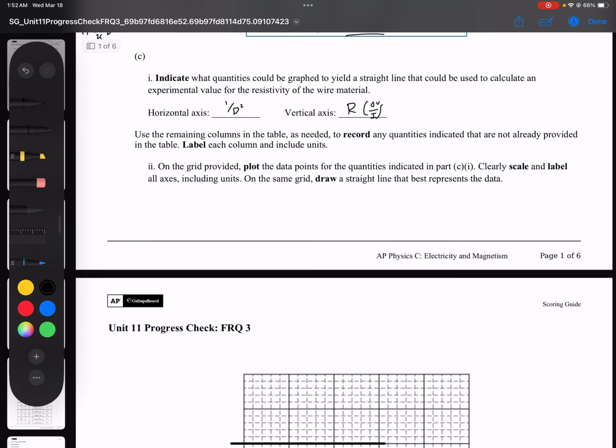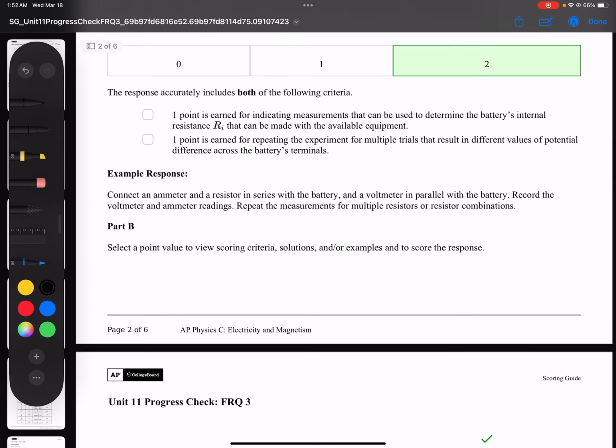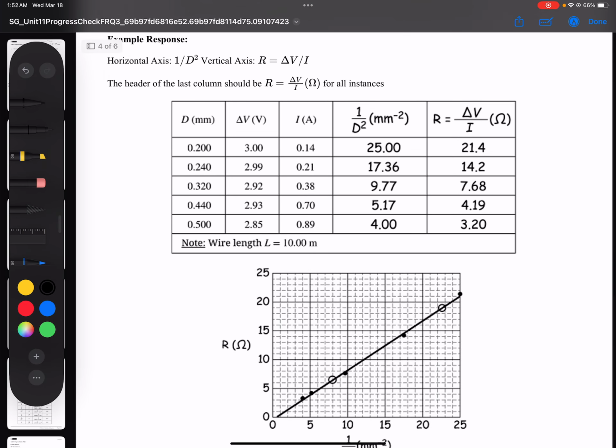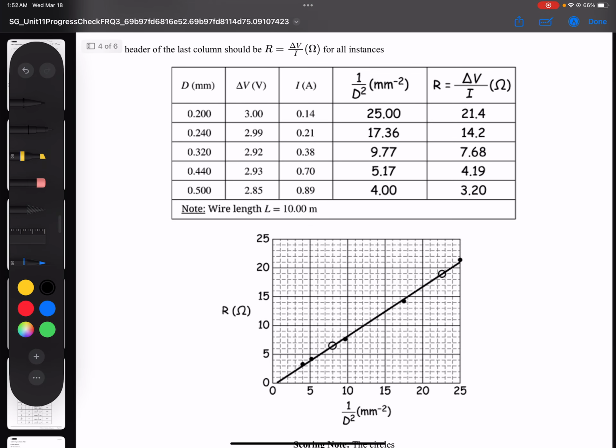Now, in terms of plotting, this is when I like to show the scoring guideline because that'd be very tedious. Here they did it in terms of 1 over millimeters squared, but in the calculated columns, they calculate 1 over d squared and delta V over I to get the resistance. It's very similar to our resistivity lab. The only difference is that we had different lengths of wire with constant diameter, all the same gauge. This one's a little different, with different diameters of wires, but it's the same process.